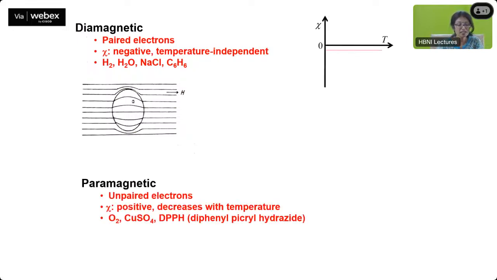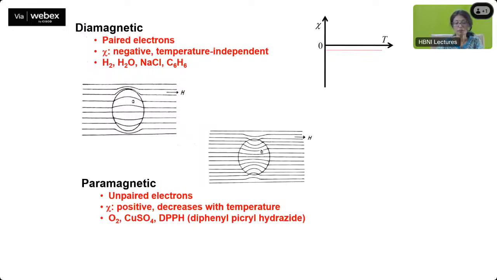In the case of paramagnetic materials, you have unpaired electrons. In this case, the susceptibility is positive. It decreases with temperature. A few examples are shown. And whenever you have a paramagnetic material placed in an external magnetic field, you can see it attracts the magnetic lines of force. And this is how the susceptibility value changes with temperature. As temperature increases, the susceptibility decreases. And this is basically nothing but Curie's law.